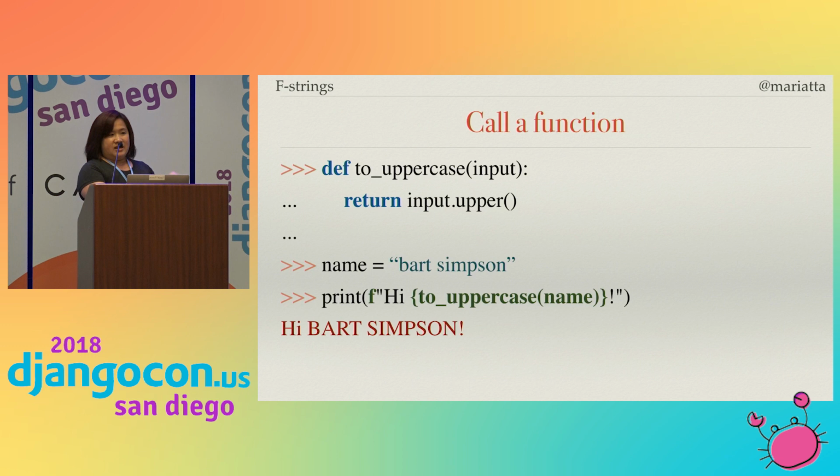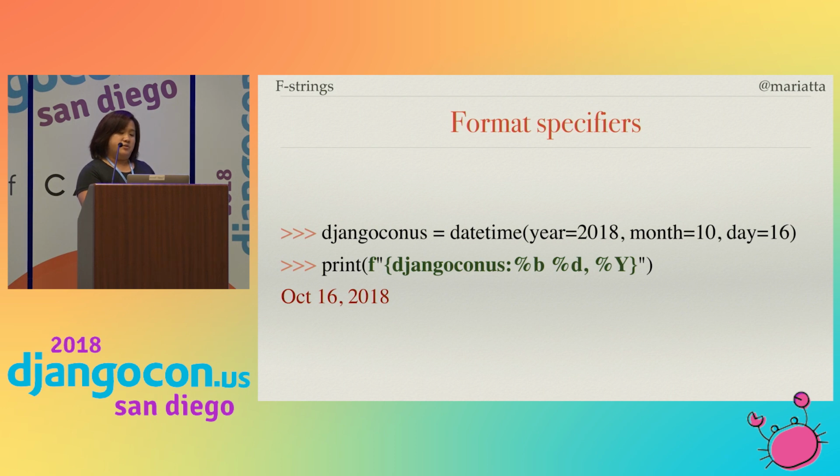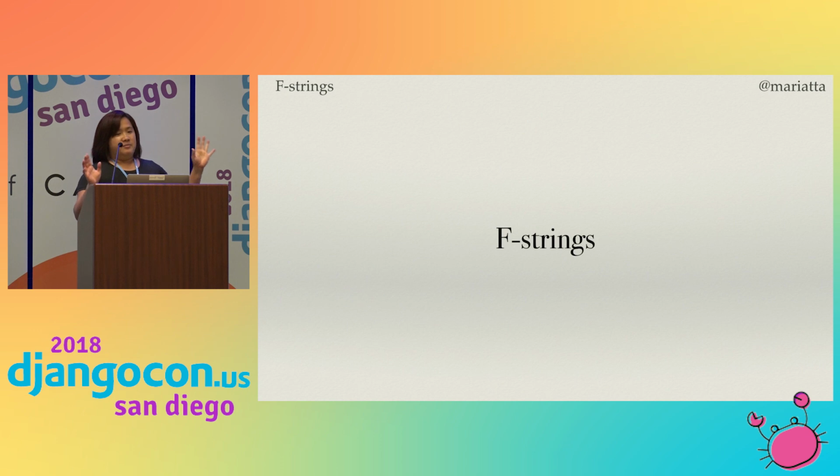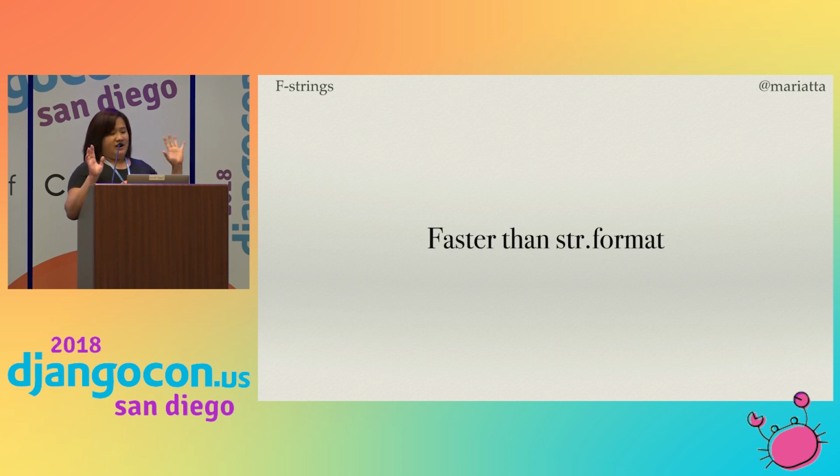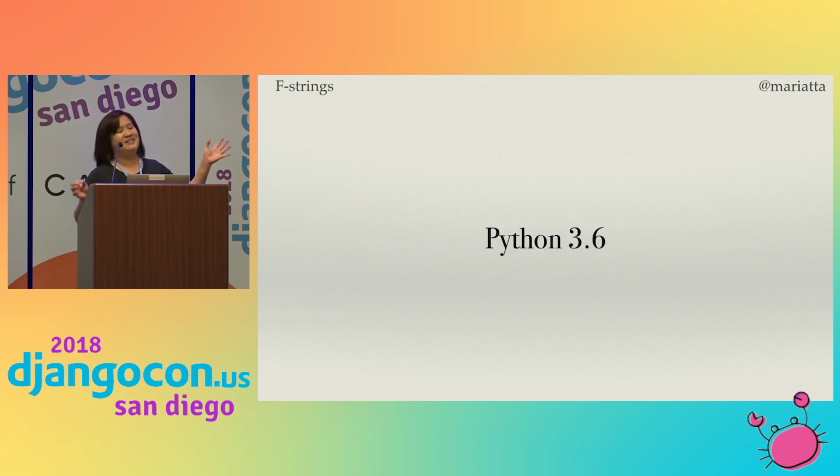You can call functions inside the expression part, pass in parameters like that. You can use format specifiers. So here is an example of formatting a datetime object inside the expression of f-strings. So use it. It is actually faster than string format. You can get it if you have Python 3.6.